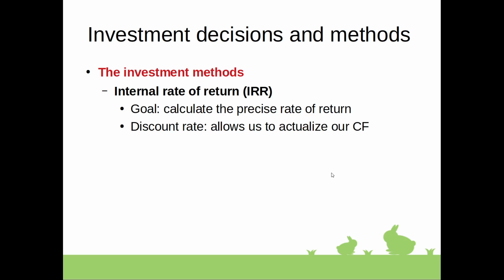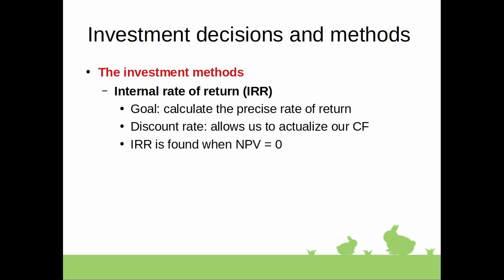The discount rate is something that we will include in this method, which will allow us to actualize our cash flows. Once again, actualize is the same thing as in the previous method with the NPV, where we have these future streams of revenue and we want to know the present value. And the discount rate will be the opposite of the compound interest. So this is the same thing. But right here, we want to find a certain rate of return.